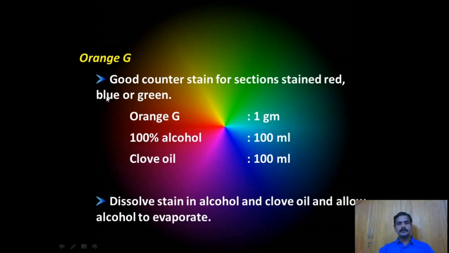Then orange G. It is a good counter stain for sections stained red, blue or green. 1 gram of orange G is dissolved in a mixture of 100 ml absolute alcohol and 100 ml clove oil. Dissolve the stain in alcohol and clove oil and allow the alcohol to evaporate.